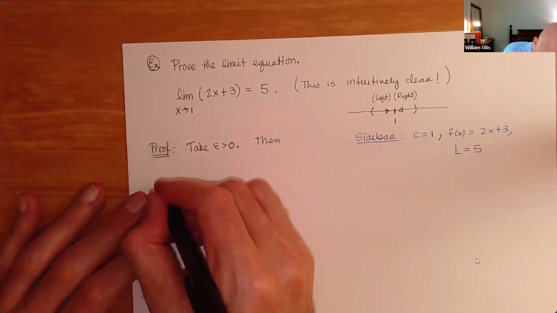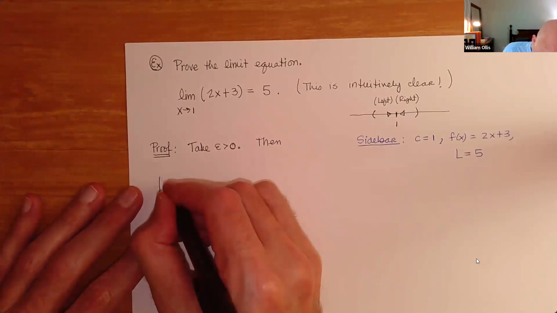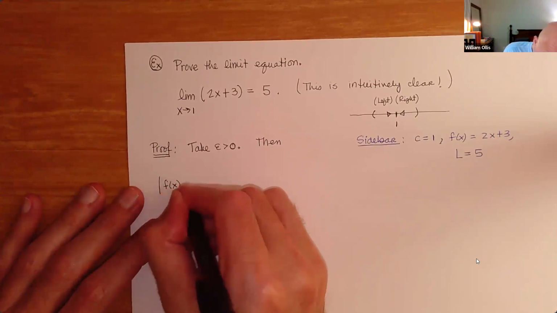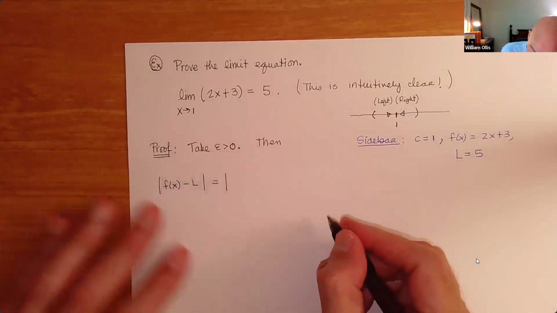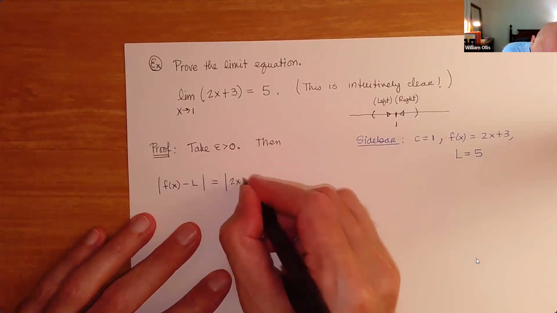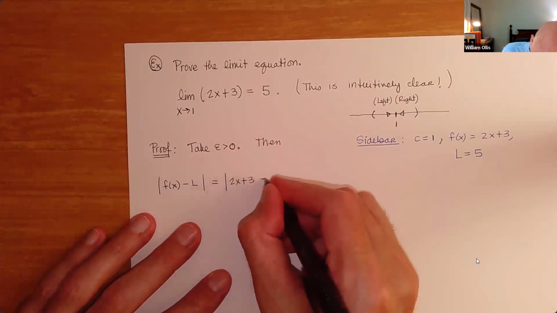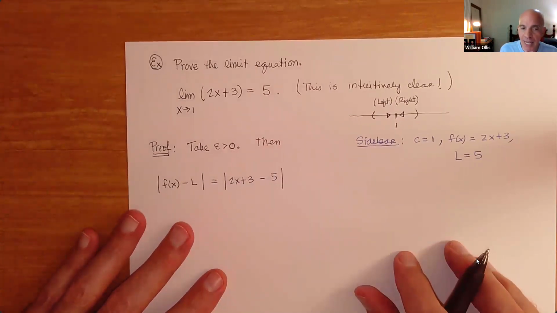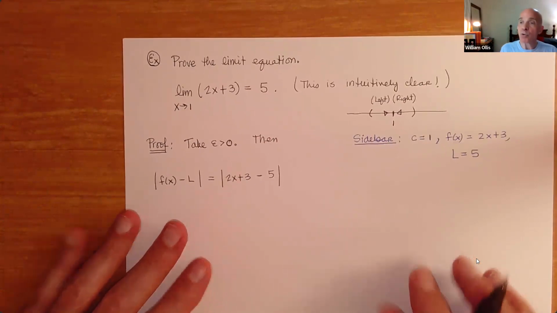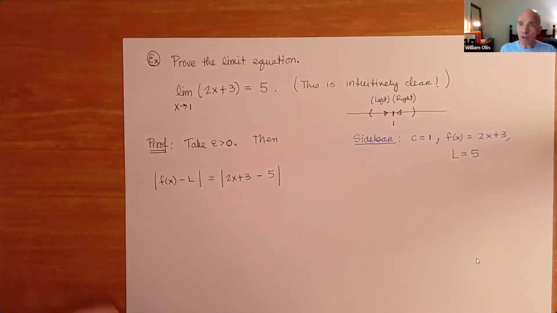So we could look at the epsilon channel. So f of x minus L equals, let's just go ahead and substitute. We have 2x plus 3 minus 5. Okay, so we're simply looking at f of x minus L because you gave me the epsilon. So I've got to work with what I've been given to see if I can work the definition in reverse to uncover some type of delta.